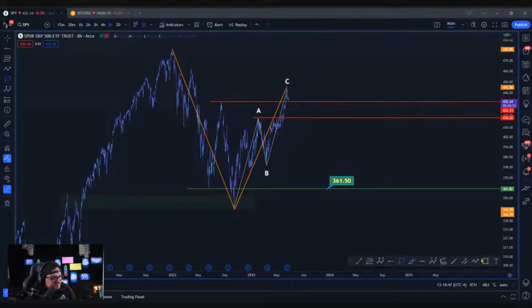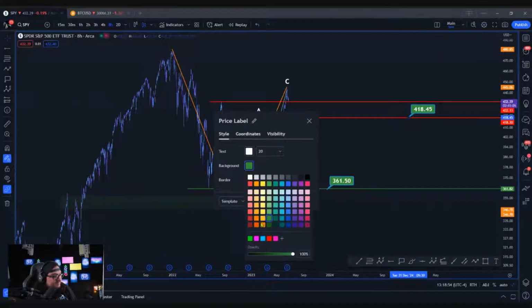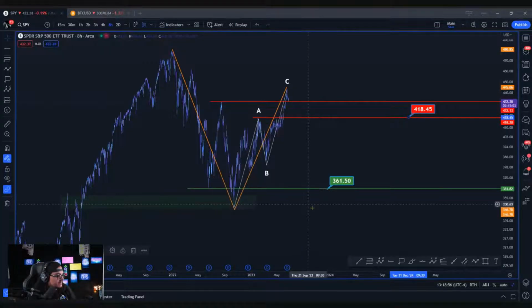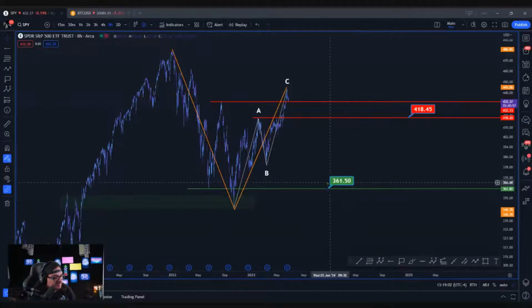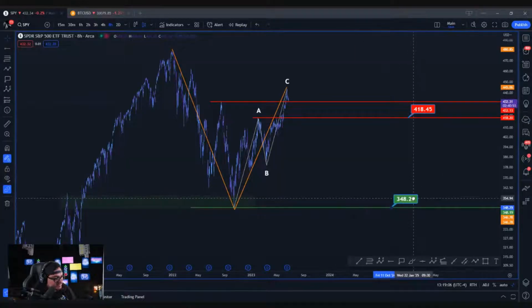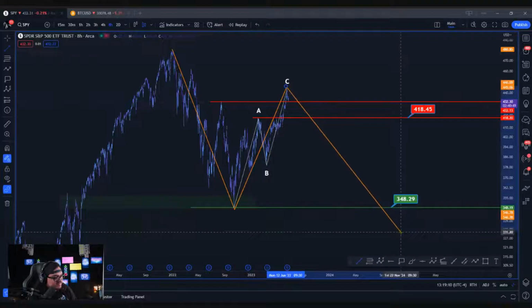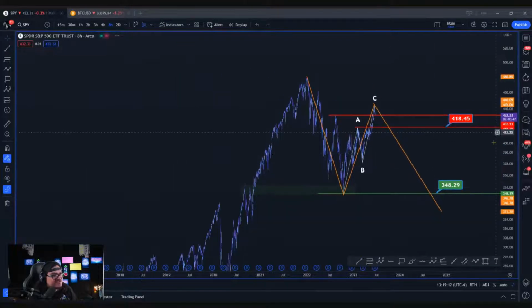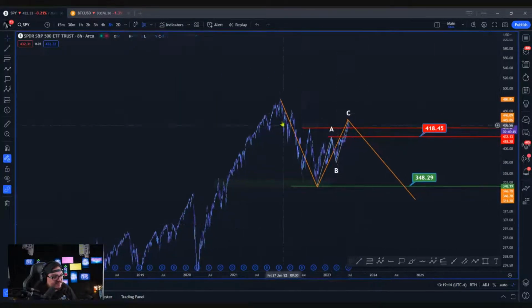So if we can't hold above that resistance, the next stop is going to be breaking below the previous A, which is around 418.45. From there, then we could talk about a continuation lower. If we are going to continue lower, I would need price to break the previous low around 348 to form an ABC like this. If this happens, I'll be less inclined to look for a much larger bear market.